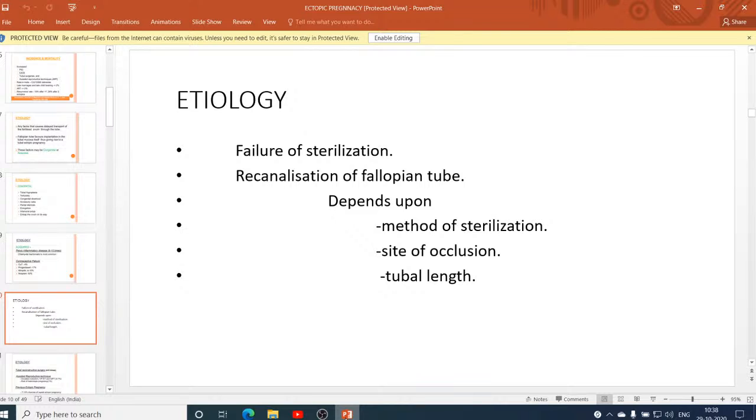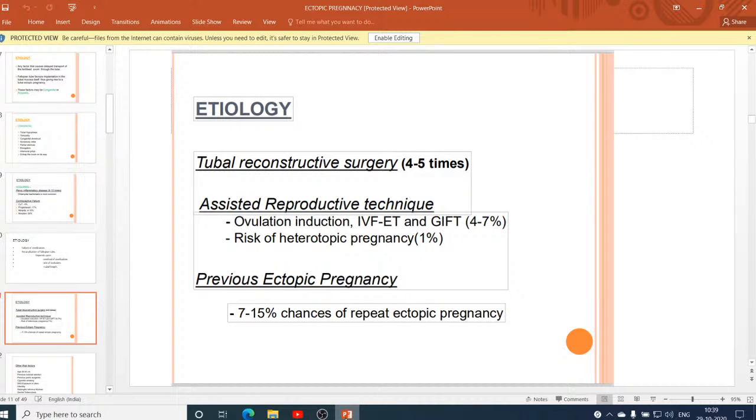Then failure of sterilization and recanalization of the fallopian tube. If we recanalize the fallopian tube for a future pregnancy, if the patient wants a pregnancy again, ectopic pregnancy is more common after recanalization of the fallopian tube. But it depends on the method of sterilization, site of the occlusion, and tubal length. Then in tubal reconstructive surgery, it is 4 to 5 times more common.